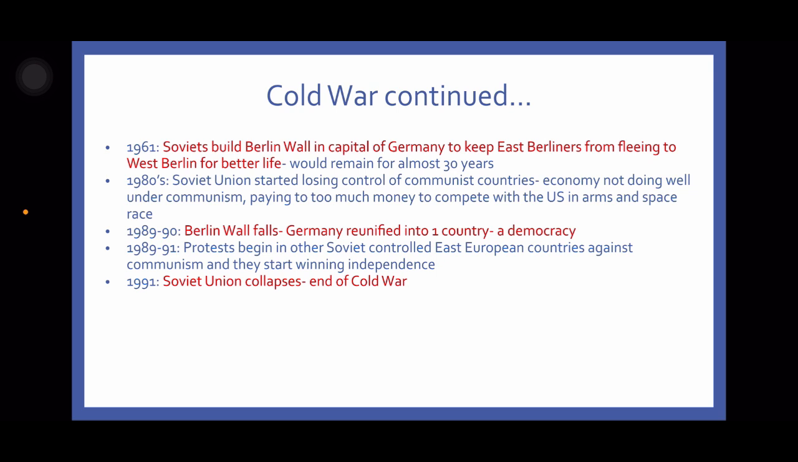Unfortunately, in 1961, the Soviets built the Berlin Wall in the capital of Germany to keep their East Berliners from fleeing to West Berlin for a better life. Because again, West is the best. They live a better life. So the Eastern people were crossing over to the West to find a better life. Unfortunately, they had to put a stop to that, because the Soviet Union did not like that.